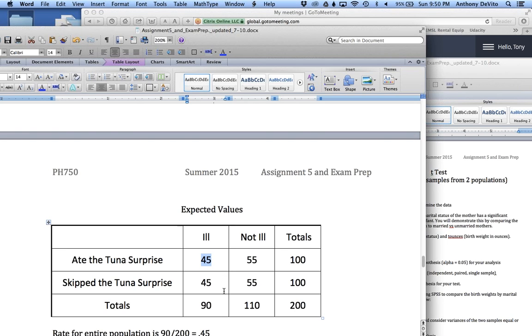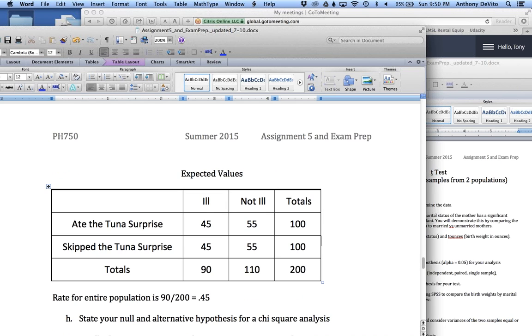Now, I've already gotten a couple of questions. The chi-square tends to overestimate the chances of, or give you too good a chance to reject the null hypothesis in a 2 by 2 table. There are certain issues with 2 by 2 tables that will make it more likely that you will incorrectly reject the null hypothesis than the chi-square table would suggest.